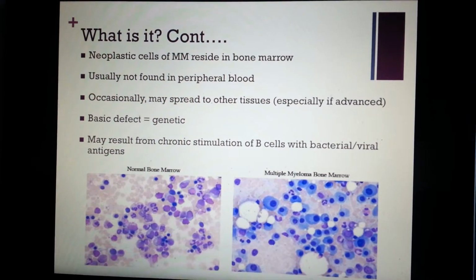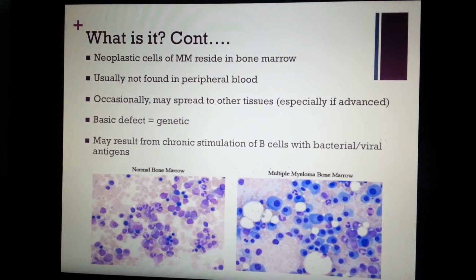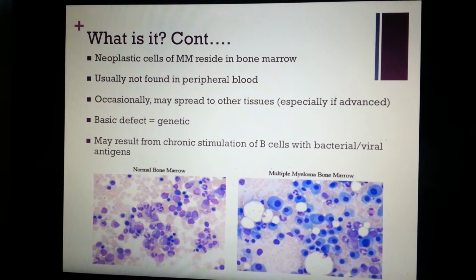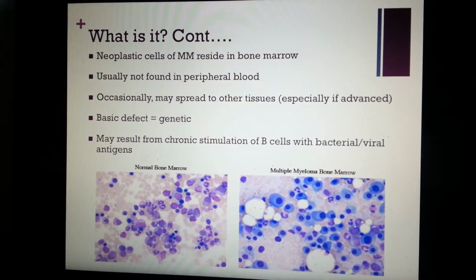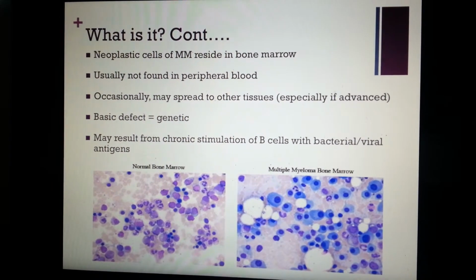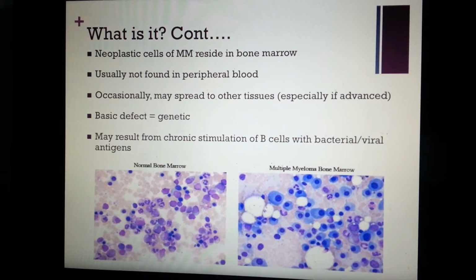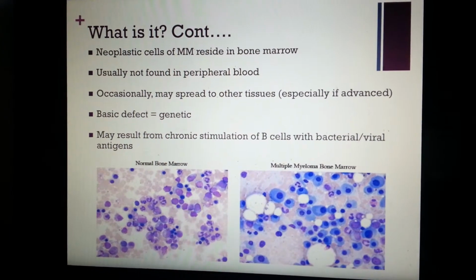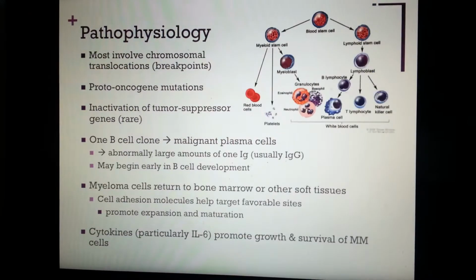Basically, the neoplastic cells of multiple myeloma reside in the bone marrow. They're usually not found in the outside blood, but occasionally they can spread to other tissues, especially if the disease is advanced. The defect here is genetic, and it may result from chronic stimulation of B cells with bacterial or viral antigens. So we'll go into more detail.